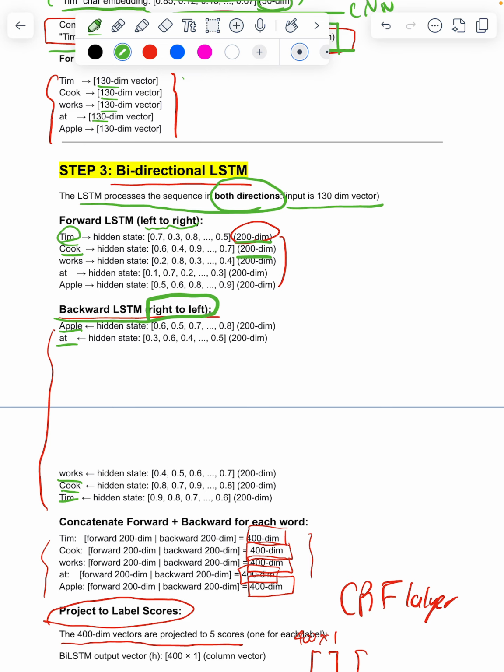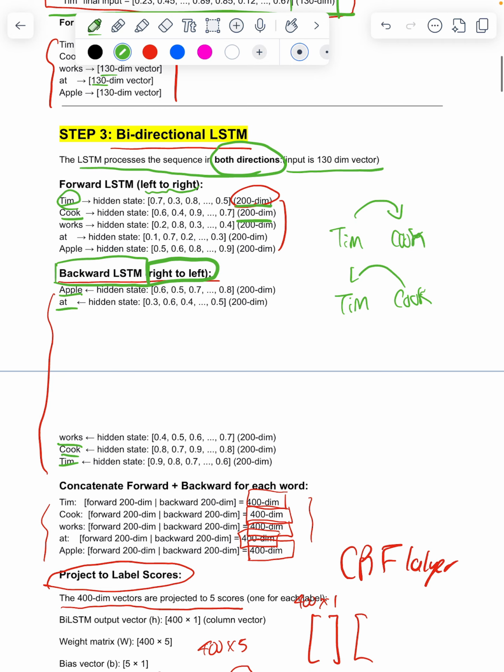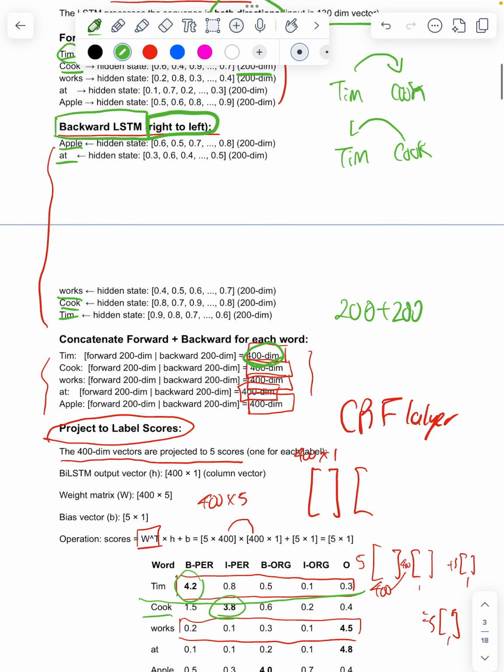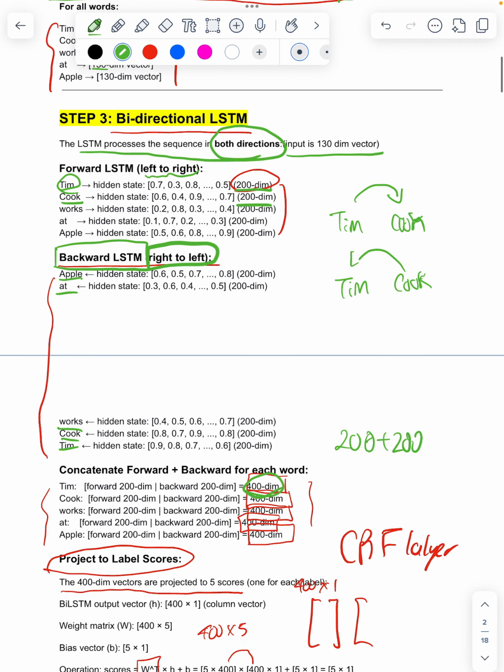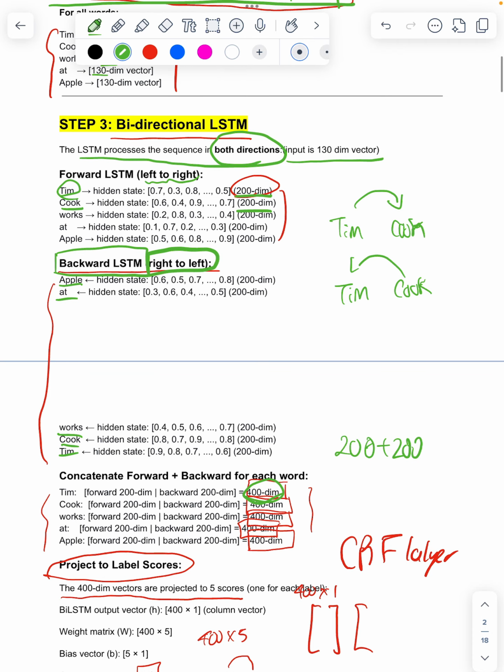So now this would have information. The idea is that it tries to encode context information. There's a relationship between Tim and Cook, and there's a relationship between Cook and Tim. The goal of the Bi-LSTM is to have that information together, and if you combine 200 plus 200, it would generate 400 dimensions. So at the end of this pipeline, you would have 400.